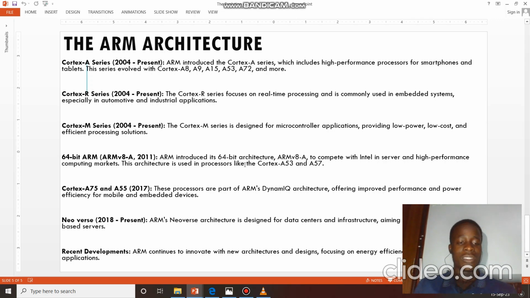The Neoverse architecture was introduced for data center servers. The recent ARM architecture innovations focus on energy efficient AI.